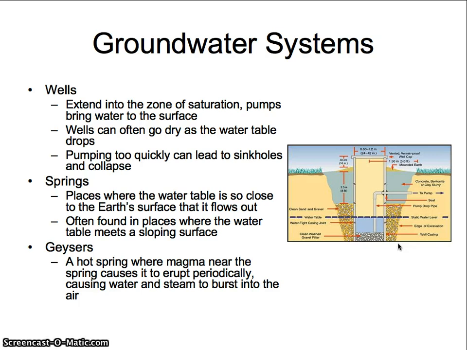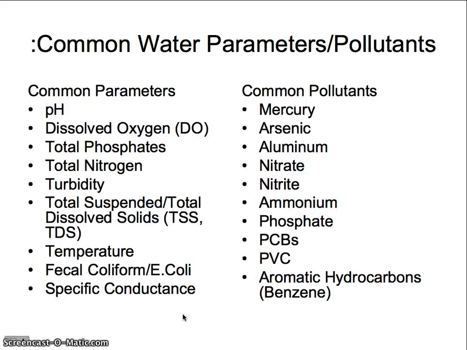Springs are a place where this water table actually sits at the surface and the water flows out. It's a place where the water table meets a sloping surface. And then a geyser is a hot spring, where magma is underneath the spring, causing it to erupt periodically. An example of a geyser would be Yellowstone National Park. Old Faithful is a geyser. So it's a spring where the water table meets the surface, but magma is causing the water to heat up and burst into the air.